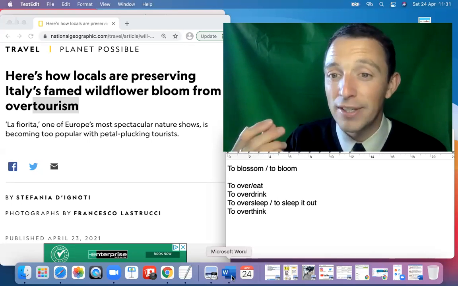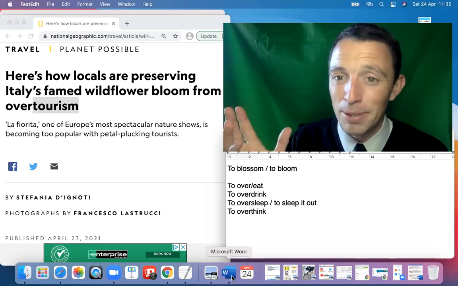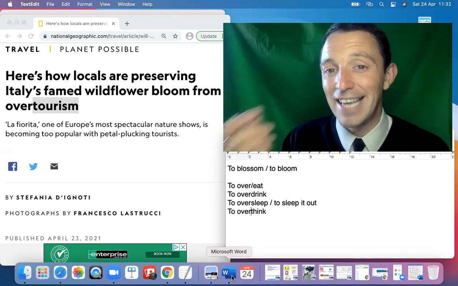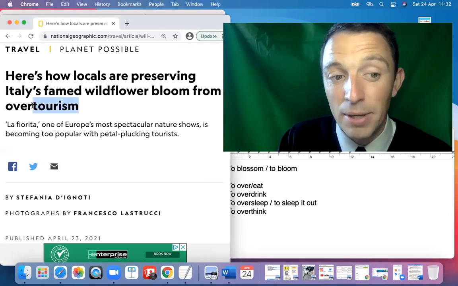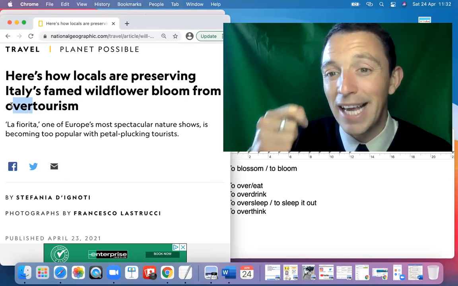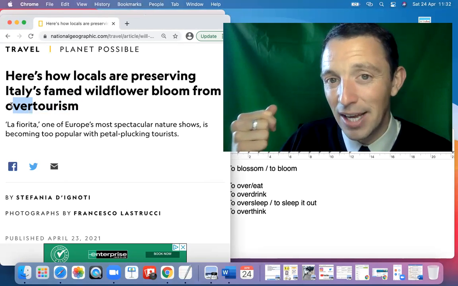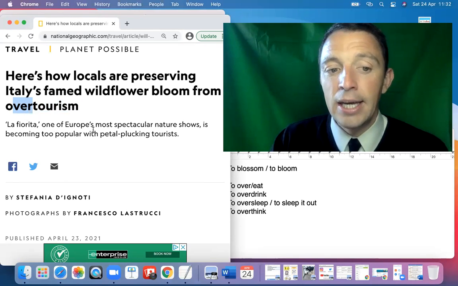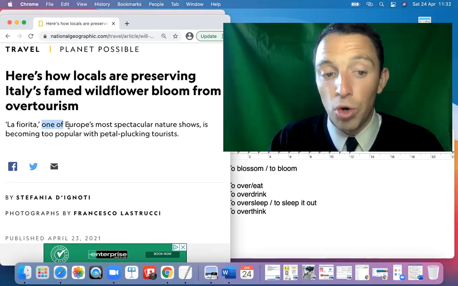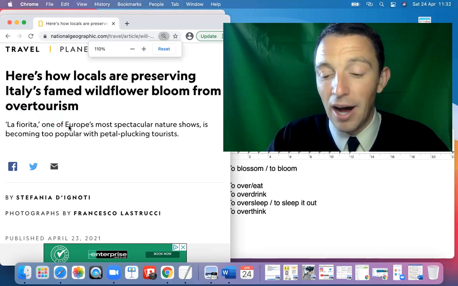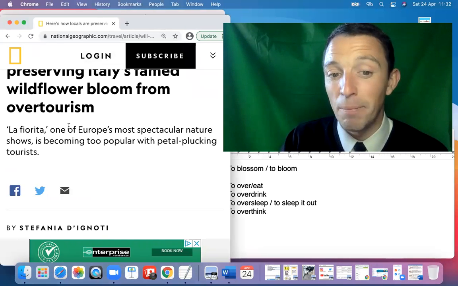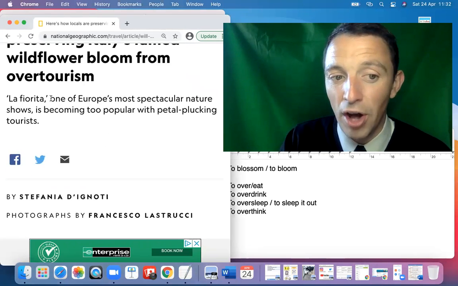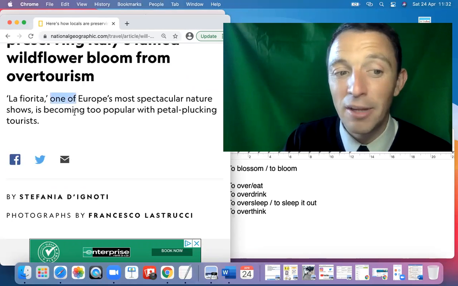And here, over tourism, it's not very typical, but it basically means excessive tourism. And this is the importance of the prefix, because the prefix usually gives you a big indication of the significance of the word, okay? The next structure, when we say one of, so for example, Ireland is one of the best countries. Today is one of the best days. So this structure, one of, it's very, very typical in the plural.